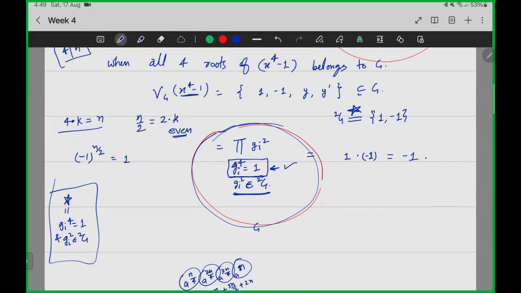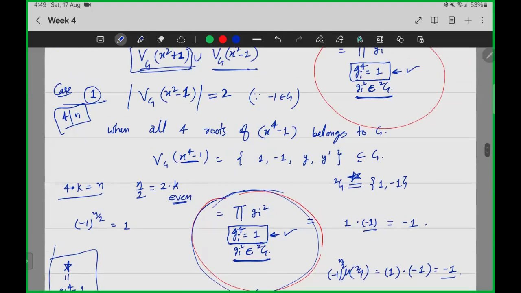So in the second case also we get minus 1 to the power n by 2, mu of 2g is equal to 1 into minus 1. Why should we not take the square here? Because we already took squares here. In the index notation, if you see, we are taking only g squares. So we should take the product of these elements, which are coming from 2g.